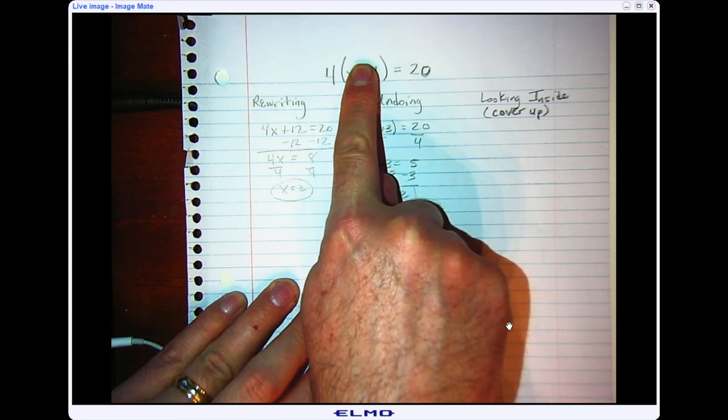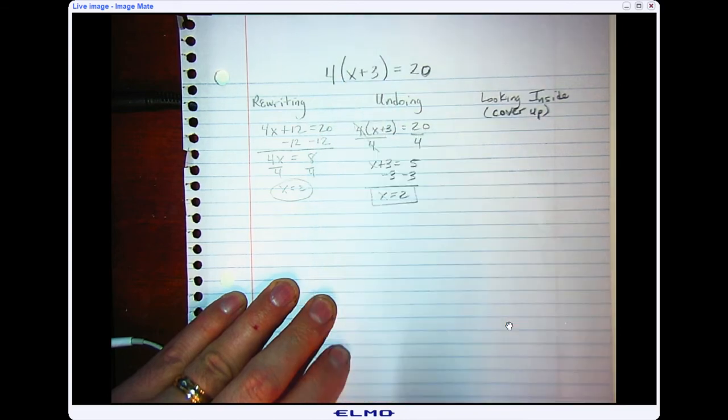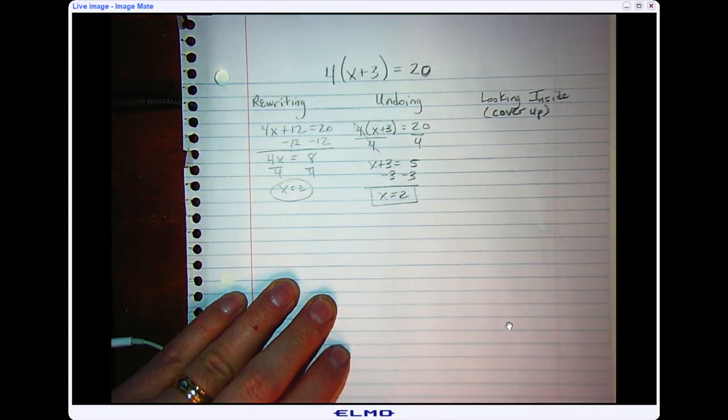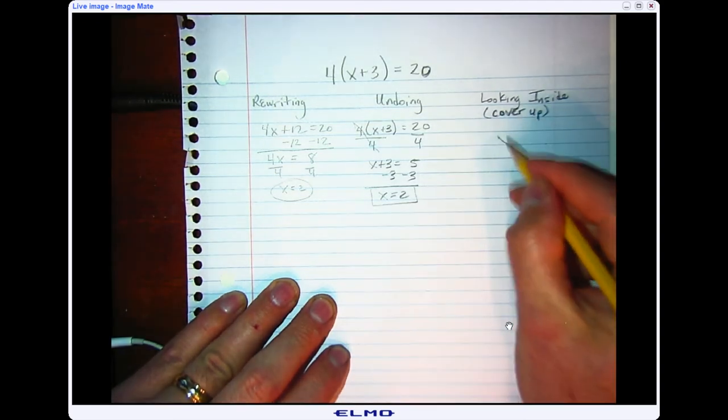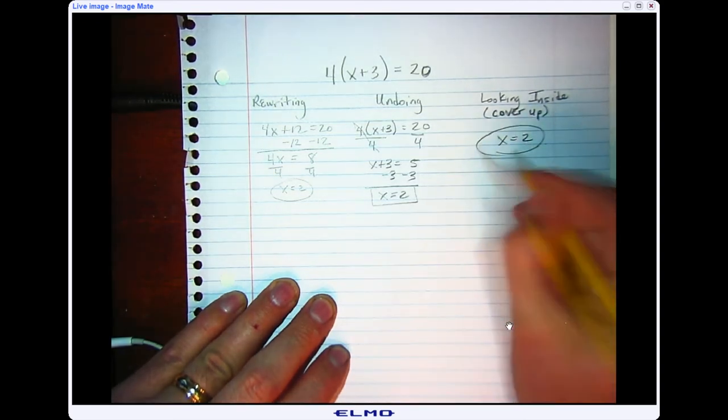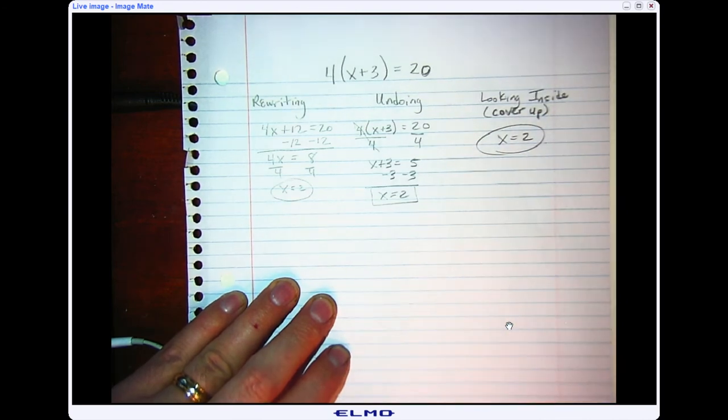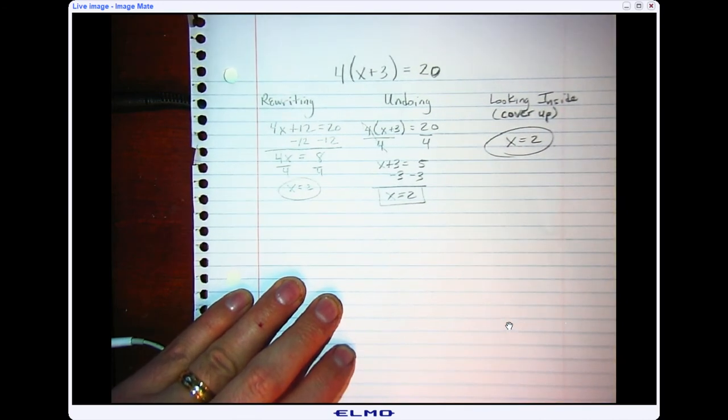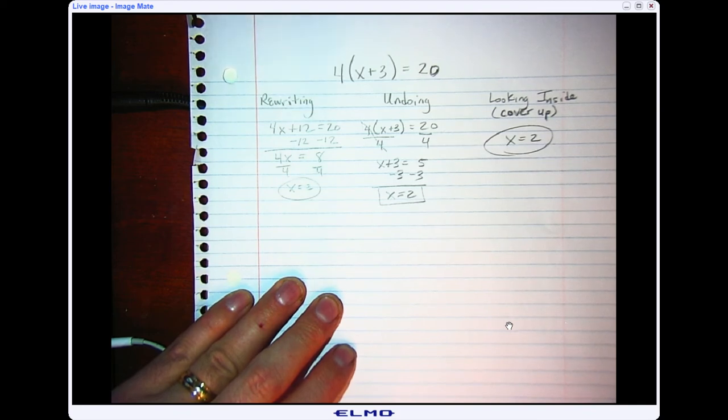So whatever I'm covering up has to equal 5. So when I uncover it, well, x plus 3 has to be 5, so that means x has to be 2. And again, sometimes that's working on your mental math skills, but sometimes you can be able to do that by just covering up the grouping symbol and finding out what the missing value is.